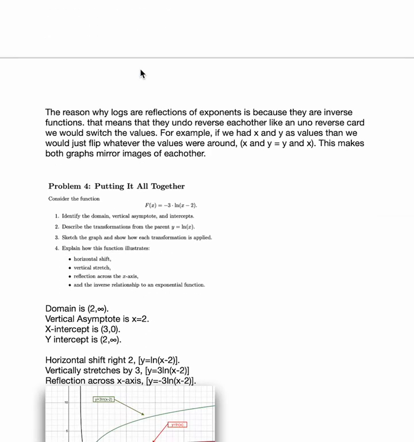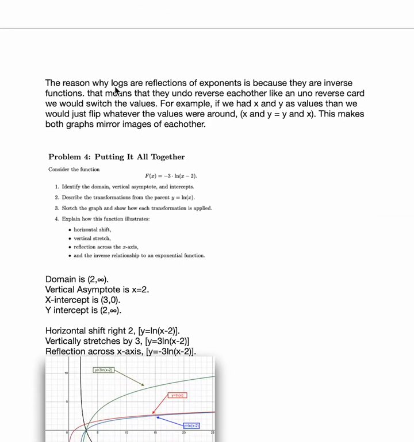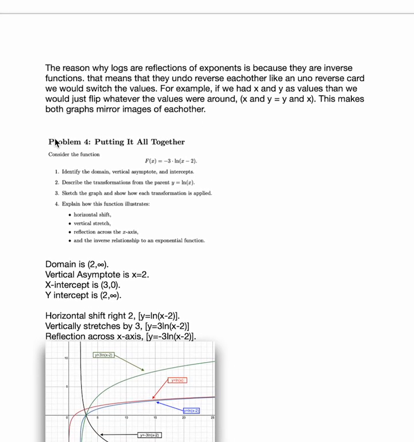Down here, the reason why logs are reflections of exponents is because they are inverse functions. That means that they undo or reverse each other, almost like an Uno reverse card, if you think of it like that. We would switch the values. For example, if we had x and y as values, we would just flip them around, so x and y would equal y and x. This makes both graphs mirror images of each other.